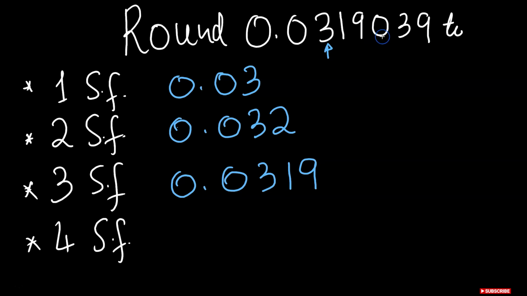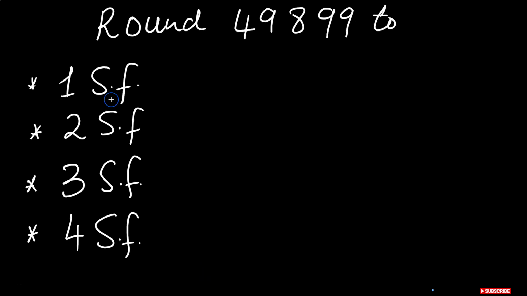So what happens? Well, the next number is less than 5. So my 0 stays the same. So that becomes 0.0319. And you can keep the 0 there, but it's basically the same number. And now for the last number, we need to round 498992 first. One significant figure.